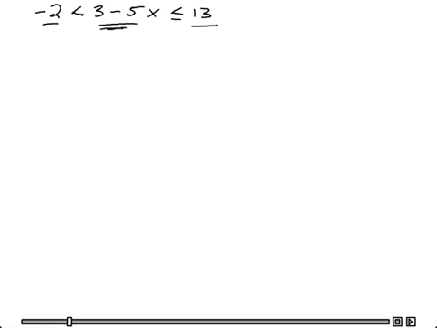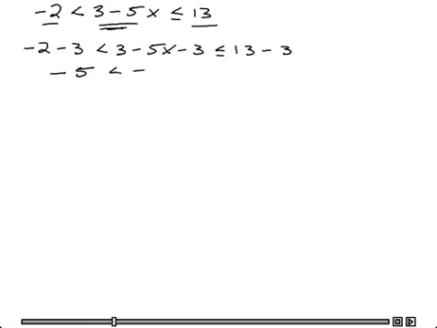In other words, we want to isolate x in the middle, so the first thing we'll do is subtract 3, but we have to subtract 3 from all three parts. So we're going to take minus 2 and subtract 3 from that, and then is less than 3 minus 5x, and we subtract 3 from that. That was our goal, to get rid of the 3 in the middle. And then is less than or equal to 13 minus 3. So simplifying that step, we have minus 5 is less than, we still have a negative 5x in the middle, which is less than or equal to 10.